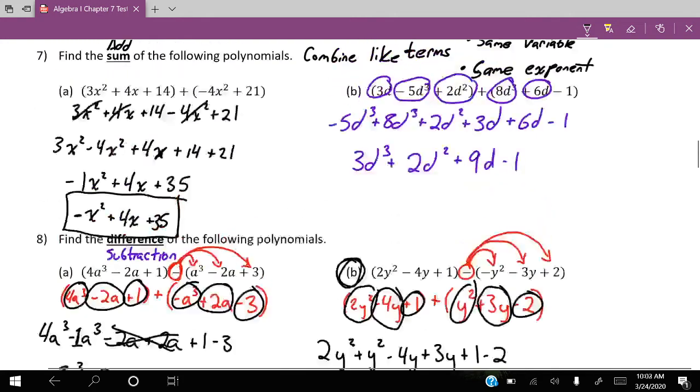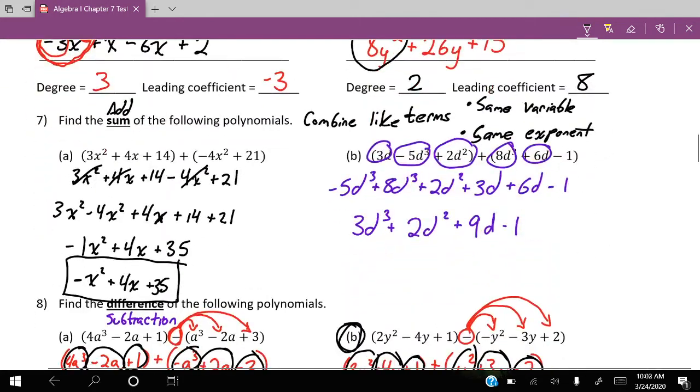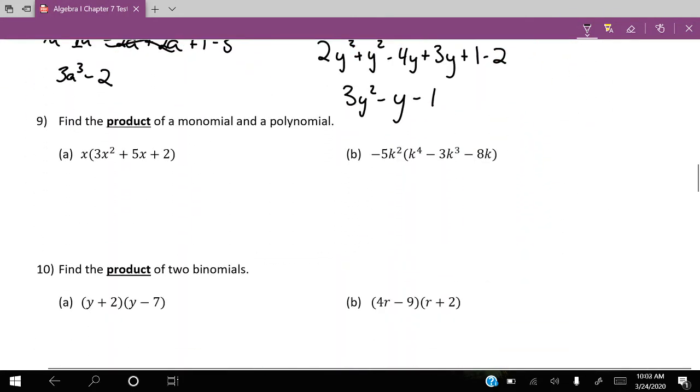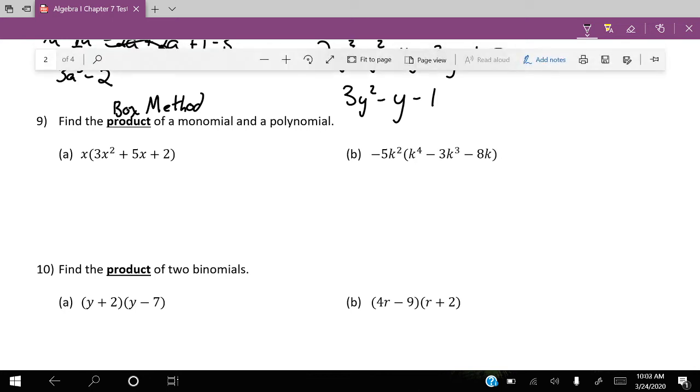So we have covered a lot today. We're not done, though. We have 2 more problems, and they are product, and product means box method. All right. Box method, easy enough. We're going to find how big my box should be, and then we're going to just multiply them out. So 9a is the product of a monomial and a polynomial.